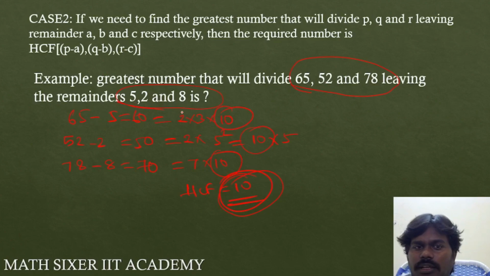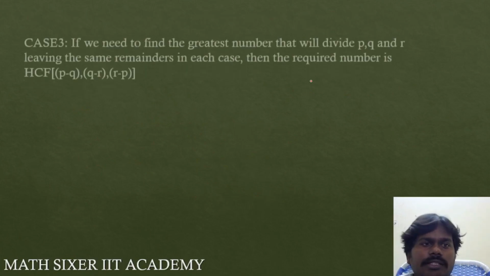52 by 10, remainder 2. 78 by 10, remainder 8. So in this case, we have to use this technique. Okay. So next we will see the third case.